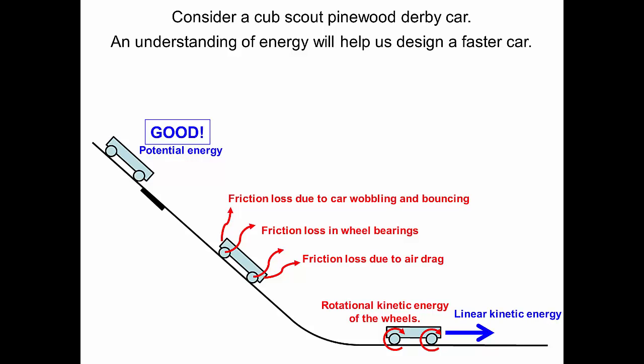Potential energy is good. The more potential energy that we have, the more kinetic energy we have at the bottom of the track. Friction is bad, wobbling is bad, and the rotational kinetic energy of the wheels is bad as well. Our linear kinetic energy is good. This is what contributes to the velocity or the speed of the car at the bottom of the track. The higher we can get our linear kinetic energy, the faster our car goes at the bottom of the track.